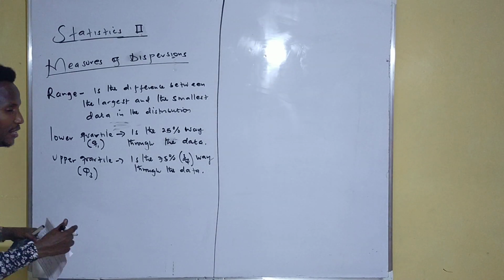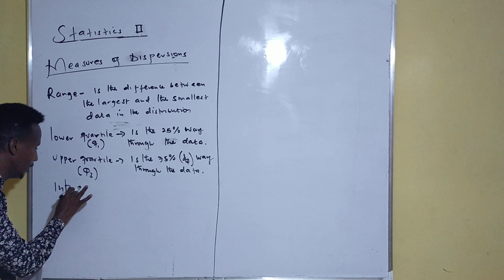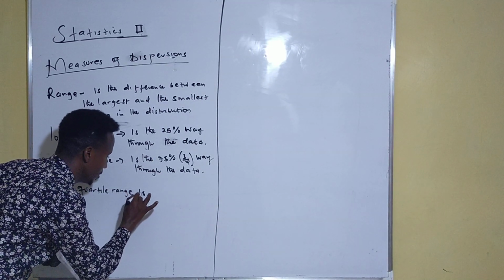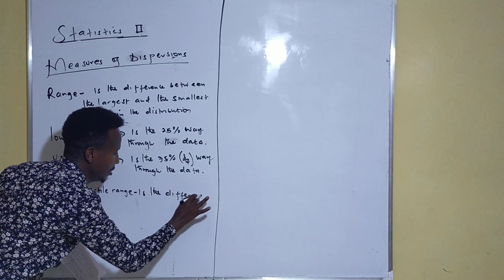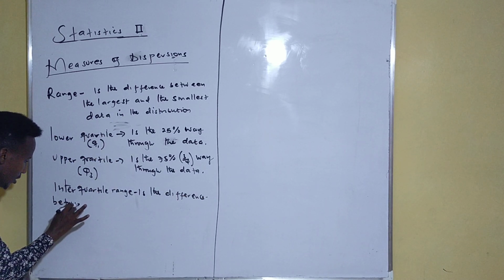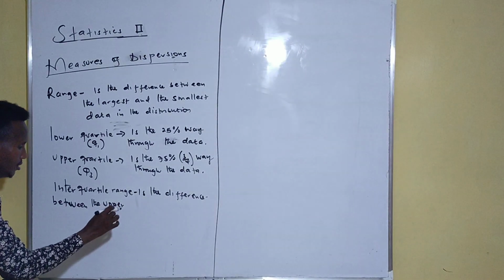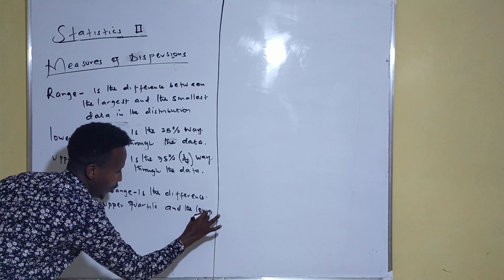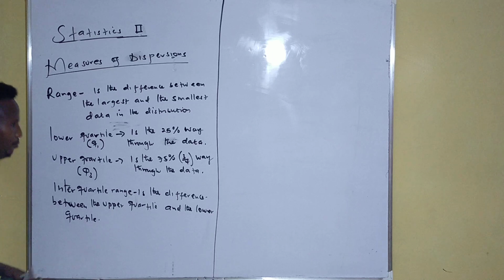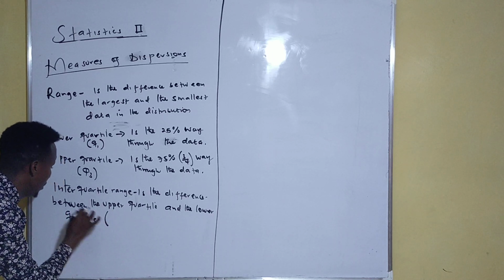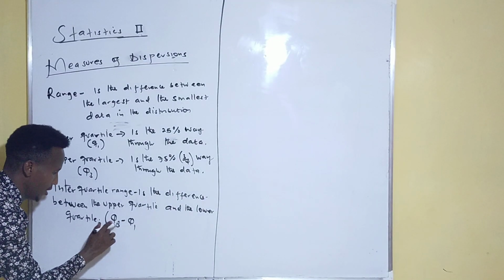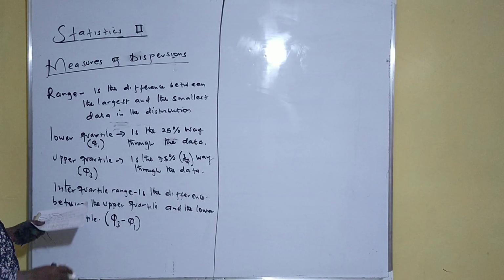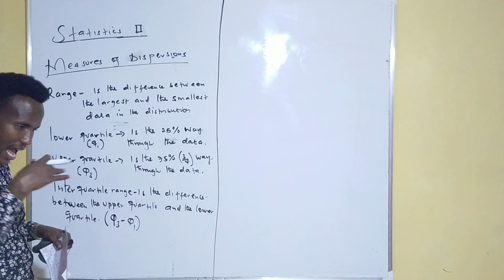Then we have the interquartile range. What's that? Interquartile range is the difference between the upper quartile, which is Q3, and the lower quartile, which is Q1. Please understand this thing. We can express this by saying interquartile range is Q3 minus Q1. Q3 minus Q1 is the interquartile range, the range between the upper quartile and the lower quartile.